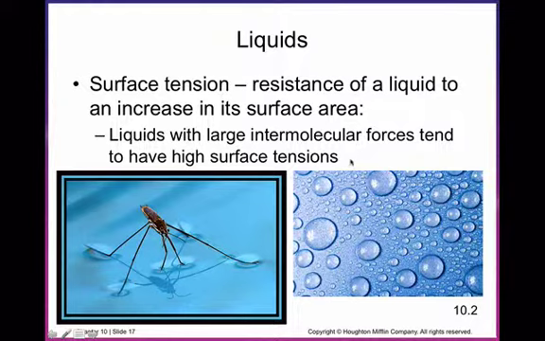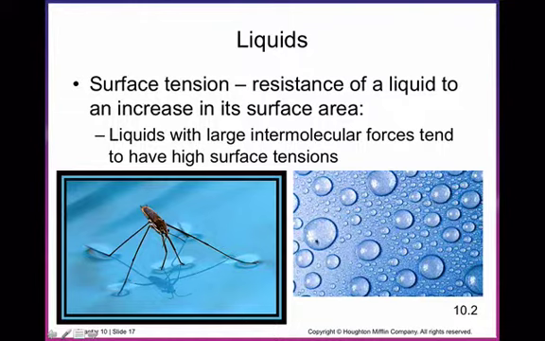The first one is surface tension, and surface tension is the resistance of a liquid to an increase in its surface area. You can see this if you were to dump water onto the table, or any liquid for that fact, most of them are going to bead up. And the reason they do that is they're trying to decrease their surface area. They're more attracted to each other than they are to whatever they're sitting on.